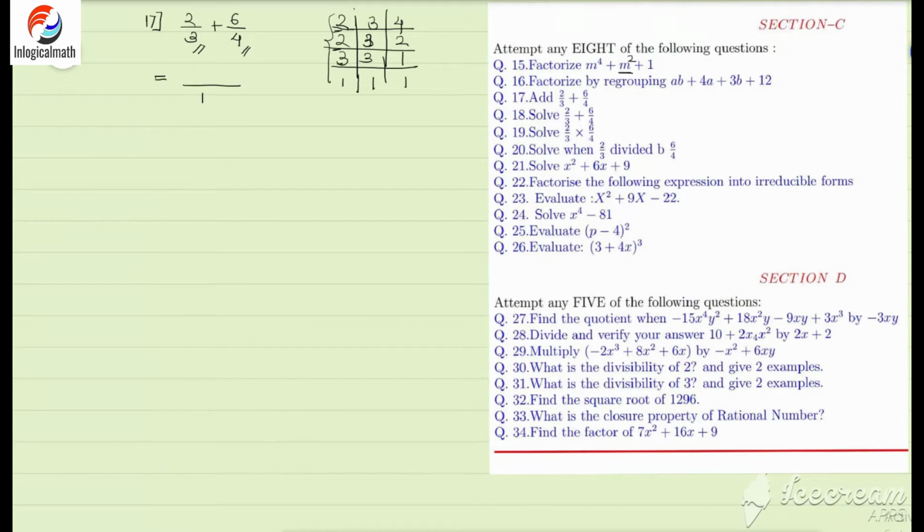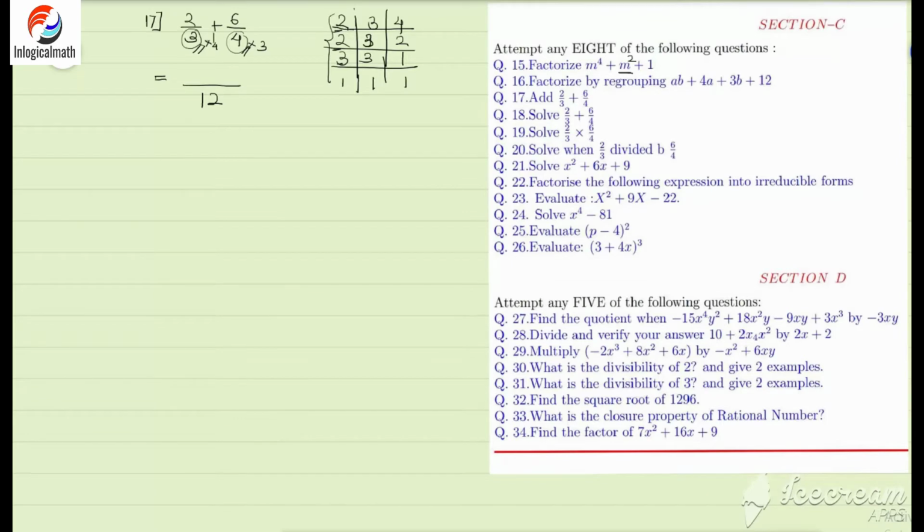So in the denominator what do we have to write? 12. By multiplying 3 by which number can we get 12? We can multiply 3 by 4, so 3 multiply 4 is 12. Now we have to find a number such that multiplying 4 by it gives 12, which is nothing but 3.